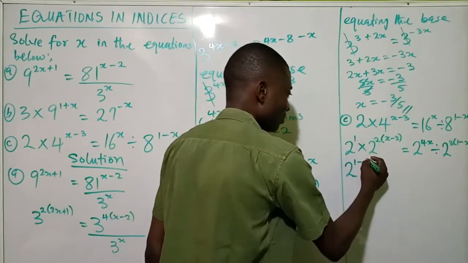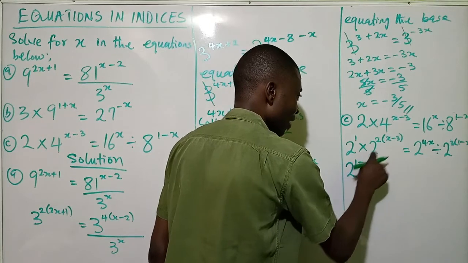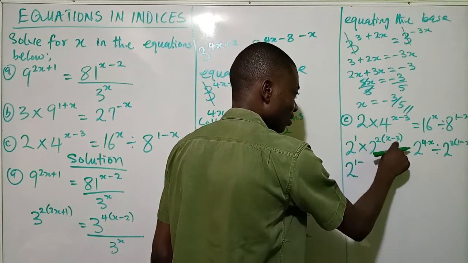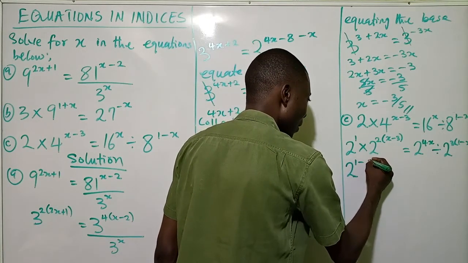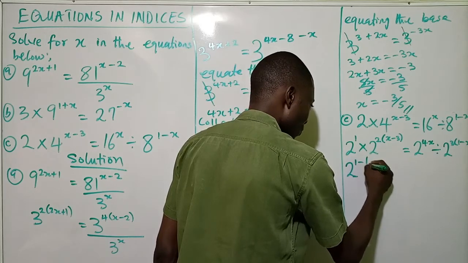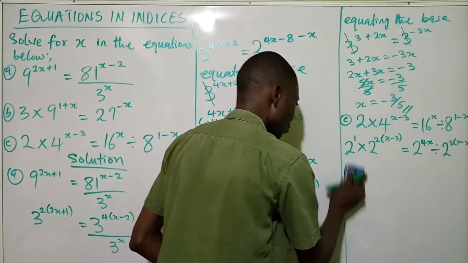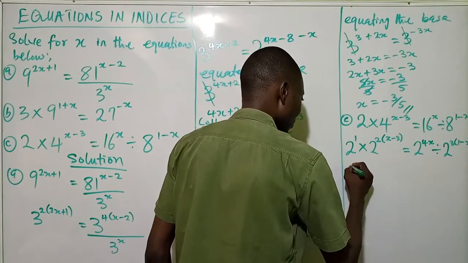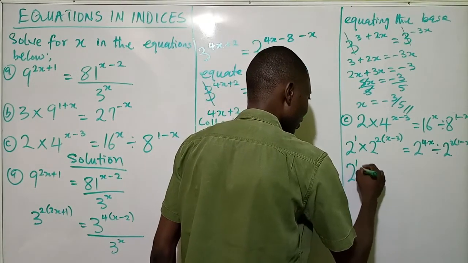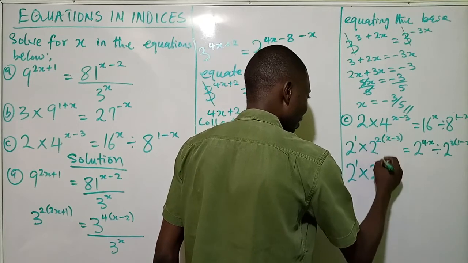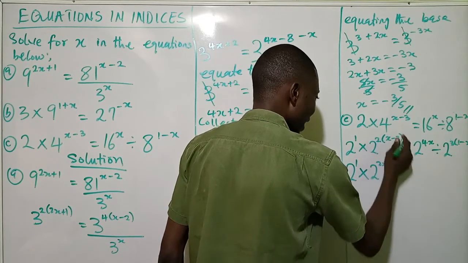Remember, I'm subtracting. This minus sign you are going to use to open this bracket. Let me do it so that you will not be confused. Let's take it step by step. So this is 2 raised to the power of 1 times 2 raised to the power 2 times x, which is 2x.